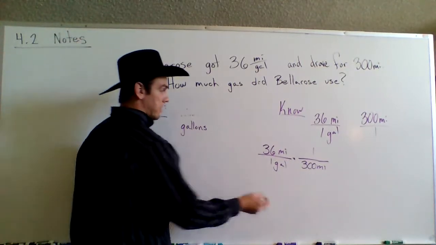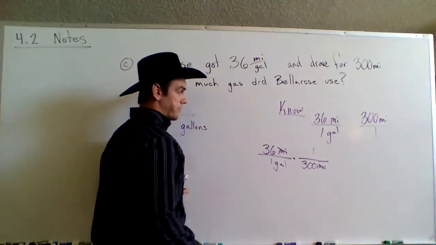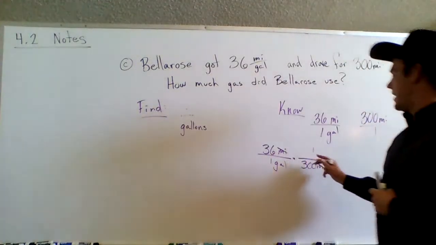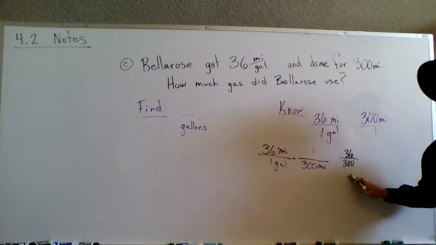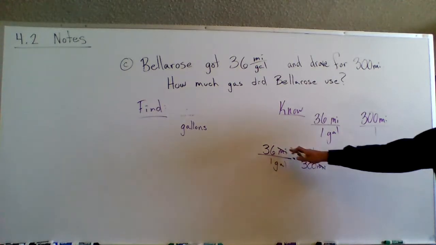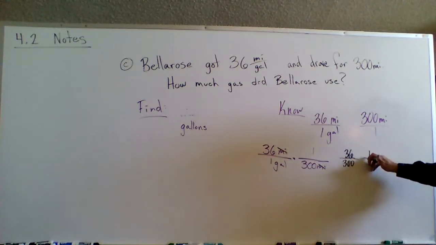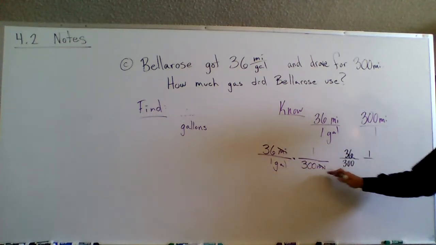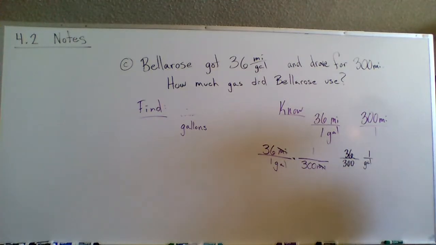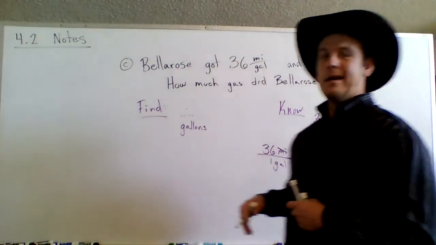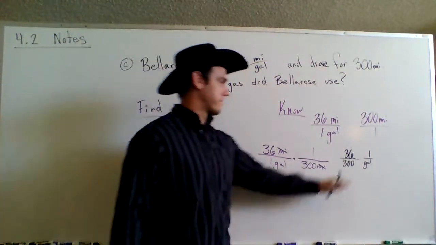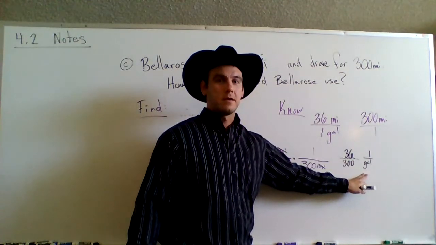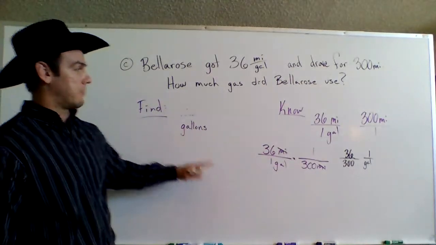What happens here is my miles cancel, right? I'm going to get 36 over 300, which we don't really care about right now. What I want us thinking about is my units on top would be 1. My units on bottom are gallons now. We don't want 1 over gallons. 1 over gallons doesn't really make sense. We're trying to find gallons, not 1 over gallons.